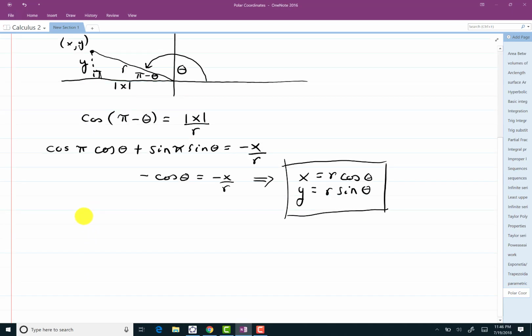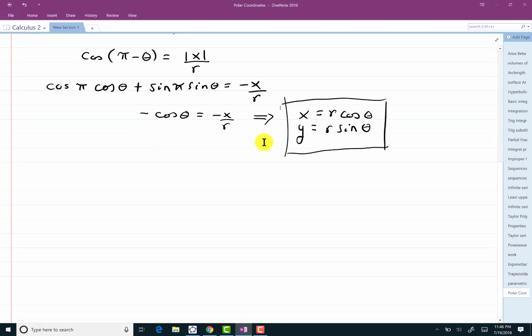So I can just say no matter what, x is equal to r cosine of theta, y is equal to r sine of theta, no matter what. It doesn't matter where that's located. And r, you may remember that r is the square root of x squared plus y squared, that you get directly from the Pythagorean theorem.